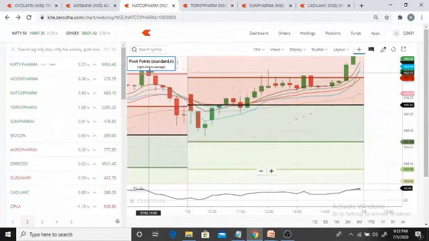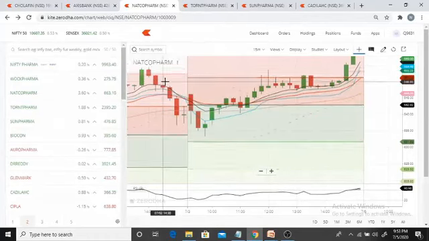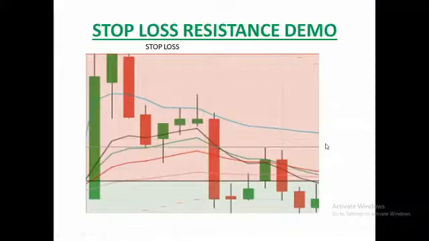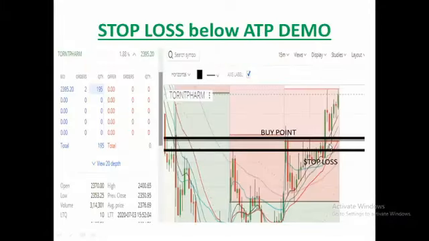For example, let us say here this one crossed this resistance. You can place the stop loss at resistance or at the high over here, one of them. So now the next is going to be stop loss based on ATP, which is average traded price or average price.